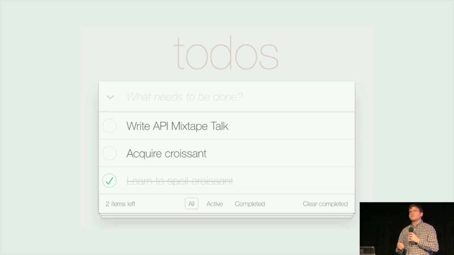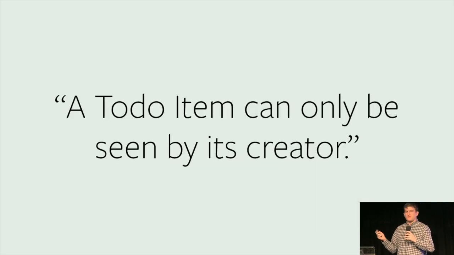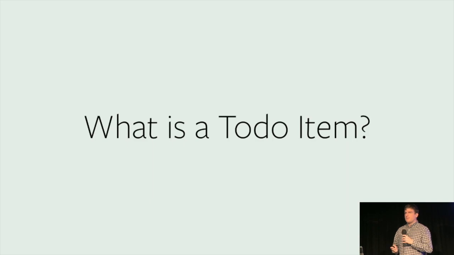And so our authorization principle is probably going to be pretty straightforward. What's the simplest one we can think of? A to-do item can only be seen by its creator. That sounds good. We're going to have multiple people using this app. You shouldn't be able to look at my to-dos. I shouldn't be able to look at yours. Okay. Well, what's a to-do item? In order to answer that authorization question, in order to implement it, we have to have some sense of what a to-do item is, and there are a lot of different answers that we could have here.